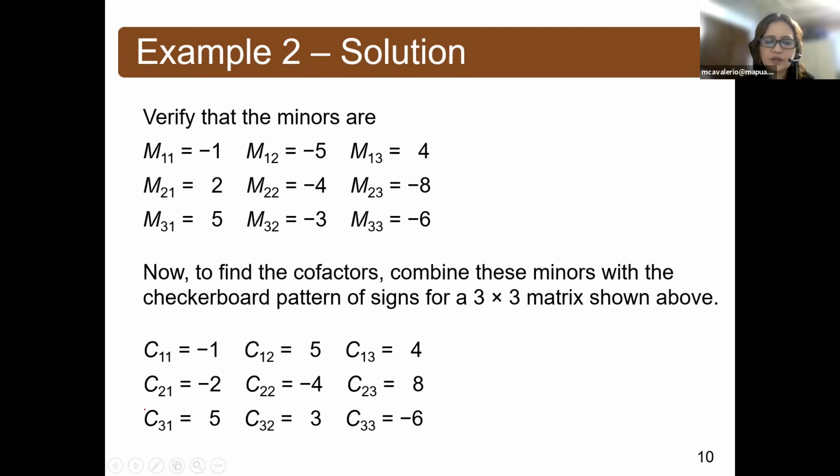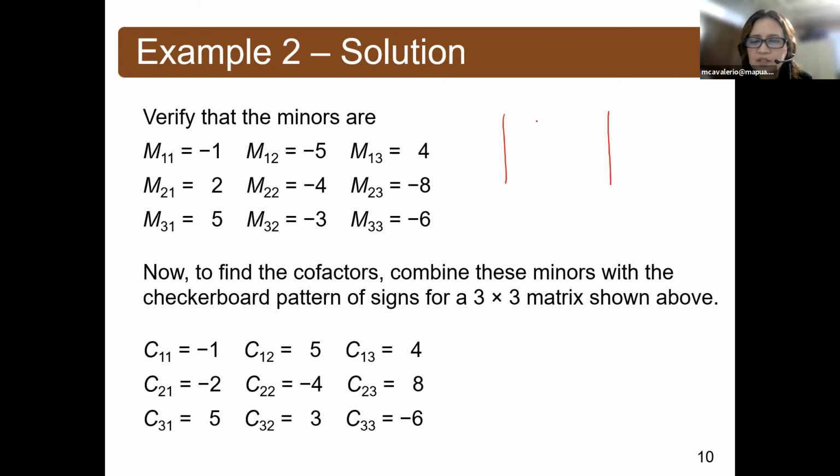So in short, you can determine the sign of the minor, or that will be the cofactor, using what you call the checkerboard of signs, or the checkerboard pattern of signs. Say for example, we have a 3 by 3 matrix. If we will have here A11, A12, A13, and so on and so forth. Here you have A21 and then A31.